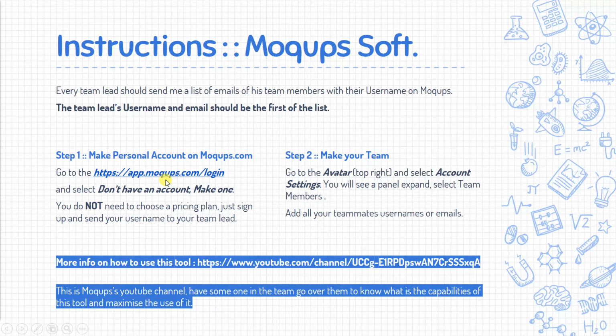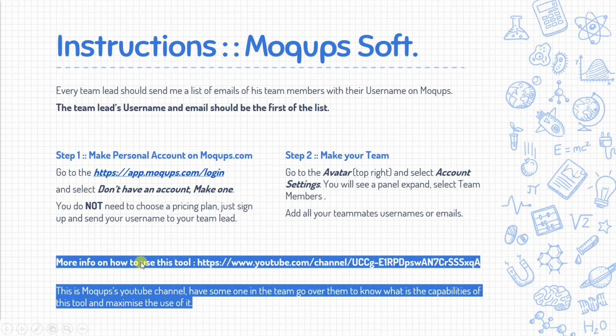So instruction, sorry, for mockup software. That mockup is an actual software. So we gave you guys a couple of instructions. Your team leads are going to send me the list of all team members' emails and accounts that they previously made on mockups.com, and then we'll be able to get you guys a free license to use this. It's a super simple and neat tool that we found.